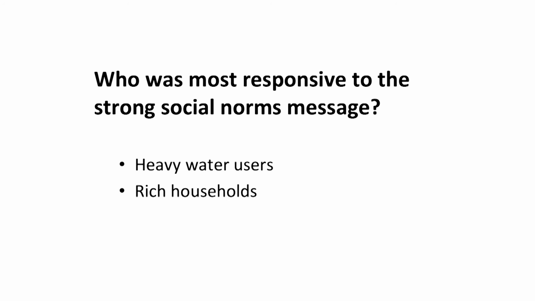The research team also addressed the question, who was the most responsive to the strong social norms message? What types of households had the largest reductions in water use? What do you think? It was the heavy water users and the rich households that reduced their water use the most in response to the social norms information. Note that these two groups overlap.